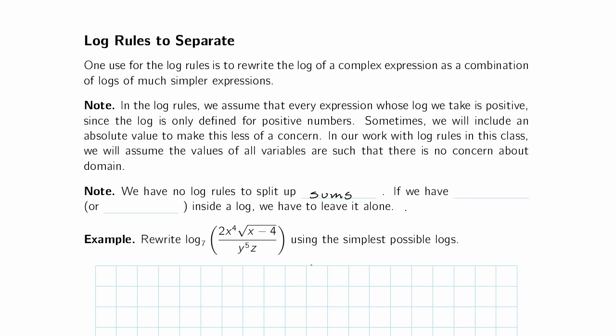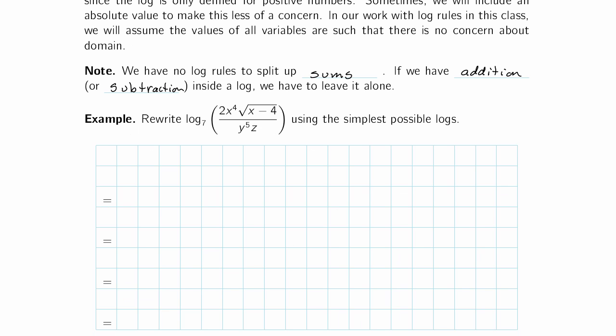So what that means is that if we have addition, and that includes subtraction. Remember, subtraction is just addition in disguise. If we have addition or subtraction inside a log, we have to leave it alone. Here we're going to use our log rules to rewrite this log of a big complicated expression in terms of the simplest possible logs.